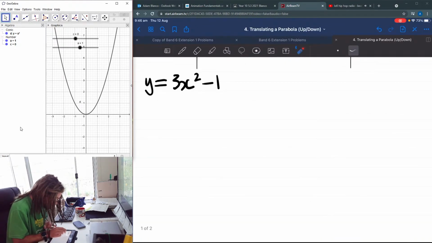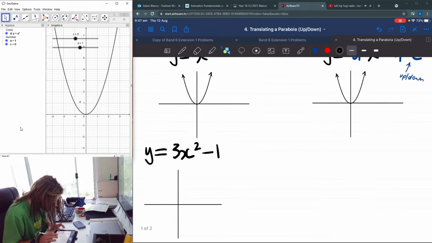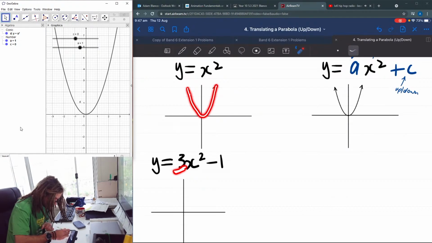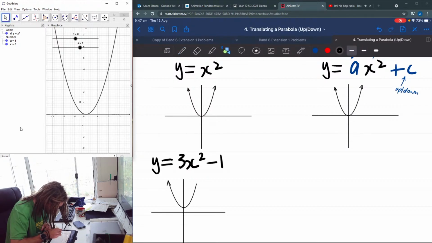So if I've got something like this, I just relate it to the graph I had before. So I'm going to relate it to this. Now I'm going to draw it. This 3 here tells me that it's going to be skinnier. So I'm going to draw it skinnier than this. I'll draw the original on there. So the original will look like this.